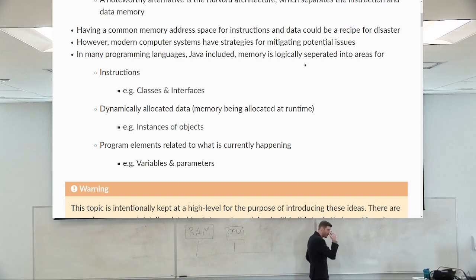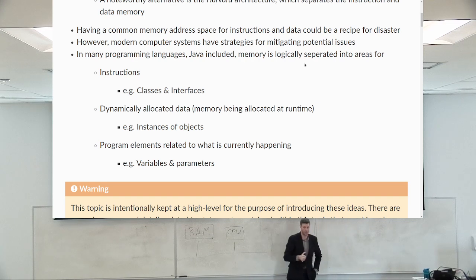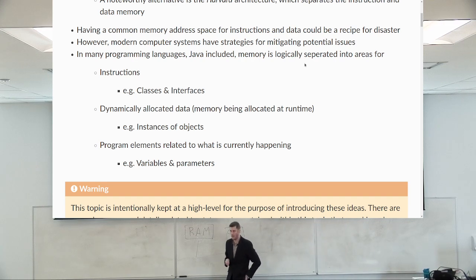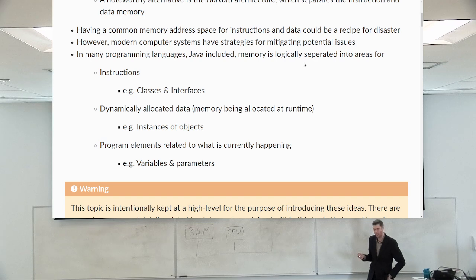In many programming languages, and this is where the asterisks start, we have chunks of RAM for the instructions for your program. That would be like the code in your methods, your classes, interfaces as well, I guess. All of your code, there's a chunk of RAM for your instructions. Then there is the dynamically allocated chunk of RAM. This is the memory that your program has access to at runtime.